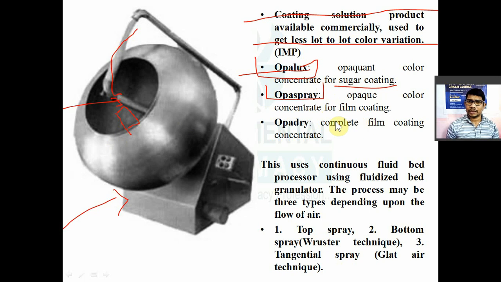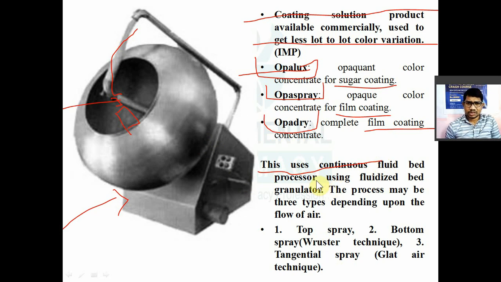Fluid bed process using a fluidized bed granulator may be of 3 types depending upon the flow of air. So coating can be done using different techniques. तो coating के लिए आपको coating pan होते हैं, pan coating of tablet. Pan coating एक process होता है, okay? Pan coating is there. Then fluidized bed coating is there. ये FBD is there. Then compression coating is there. There are different coating techniques: pan coating, then fluidized bed coating, and then compression coating.